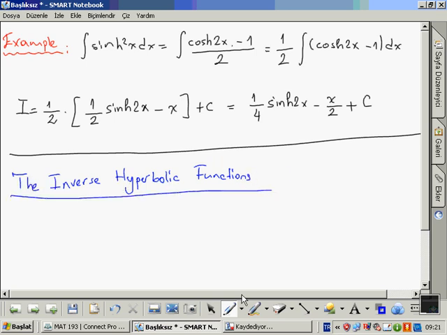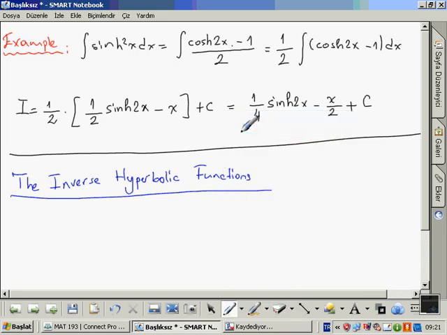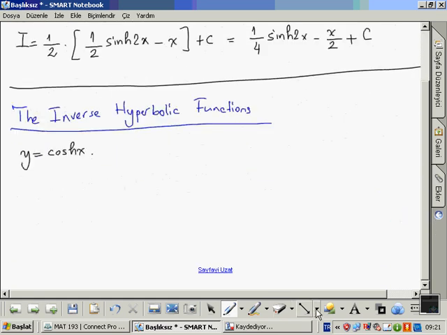Firstly, let's talk about y equals cosh x. Its domain is the whole real line, but it's not a one-to-one function. I mean that if you sketch the cosh function on the coordinate plane, you will obtain this curve, okay.